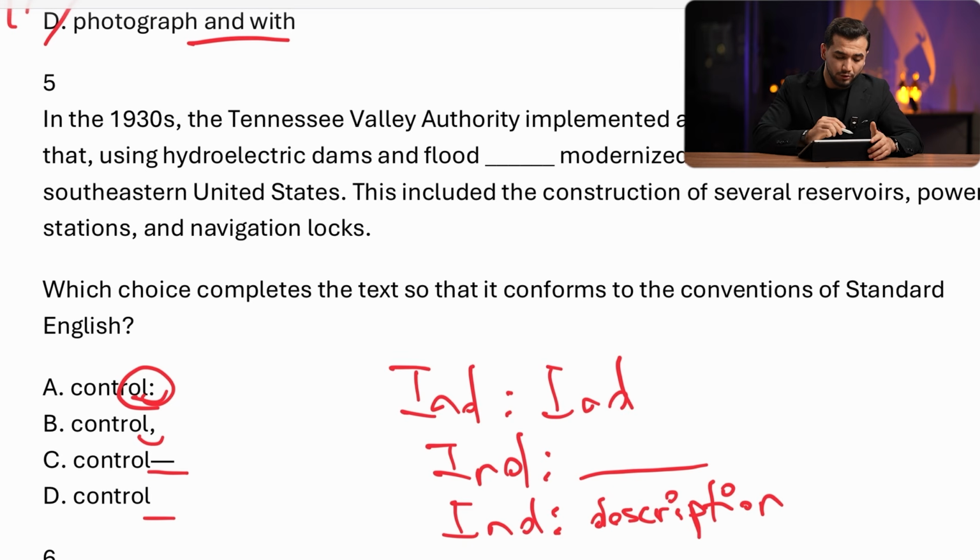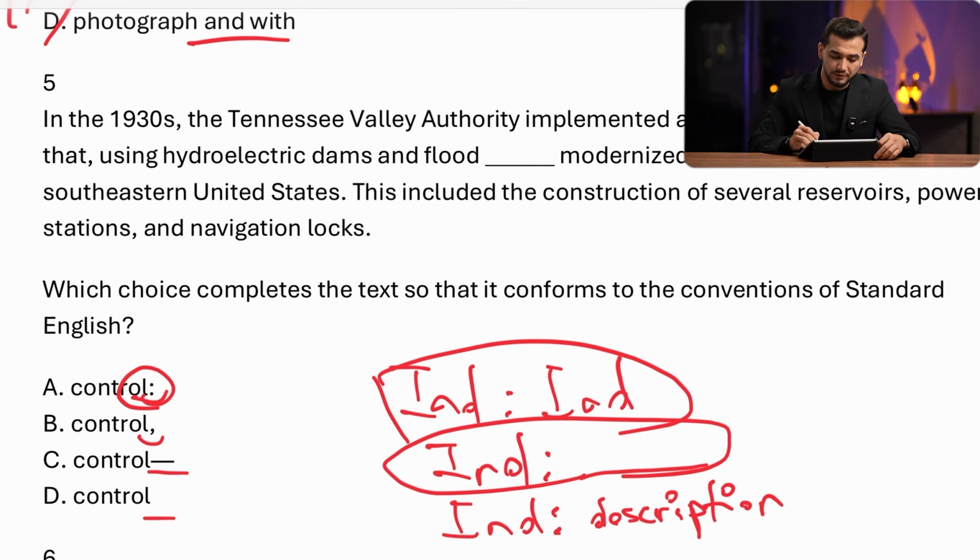For example, the first part, in 1930s, the Tennessee Valley Authority implemented a regional planning initiative that, using hydroelectric dams and flood control, modernized the economy of the southern United States. Obviously, there is no independent clause after the colon, right? Okay, so there is no listing as well. Okay, there is no actual description because starting with verb. So A will be out.